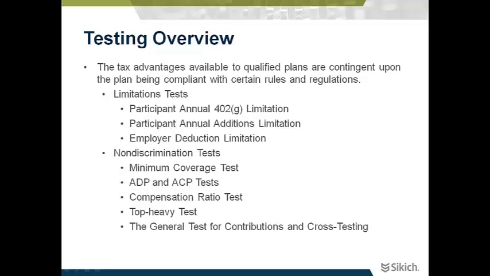As you know, qualified plans get a tax deduction, and the people who participate in qualified plans are entitled to tax benefits. So if you have a qualified plan, you must be able to demonstrate that your plan is compliant with certain rules and regulations and does not exceed certain limitations or overly favor the highly compensated employees. The limitation tests include the participant annual 402(g) limitation, the participant annual additions limitation, and the employer deduction limitation. The non-discrimination tests include the minimum coverage test, the ADP and ACP tests, the compensation ratio test, the top-heavy test, and cross-testing and the general test for contributions.